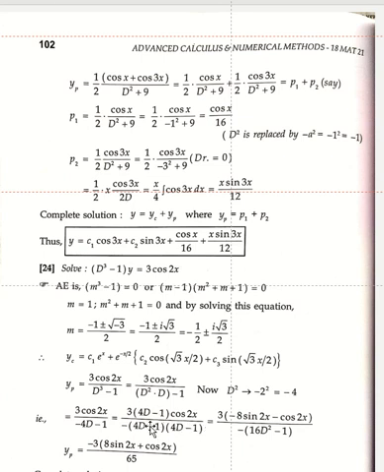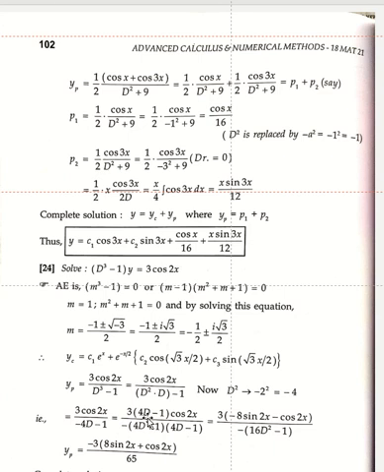Therefore, that is equal to, here first 3 into 4 into D is what? D is the differentiation of cos 2x, which is minus 2 into sin 2x. Minus 2 into 4 is minus 8 into sin 2x. Similarly, minus 3 into 1 is 3. 3 into cos 2x is 3 cos 2x.